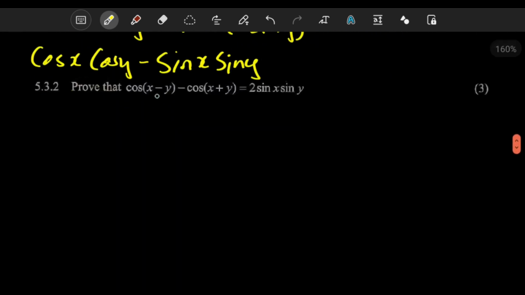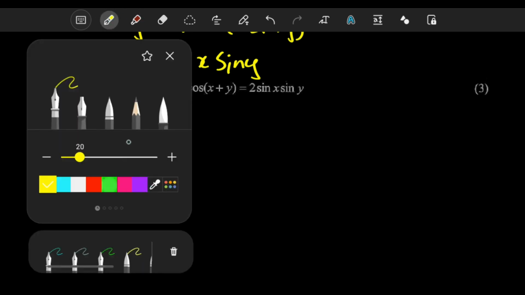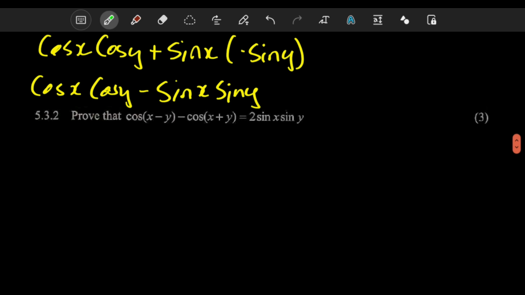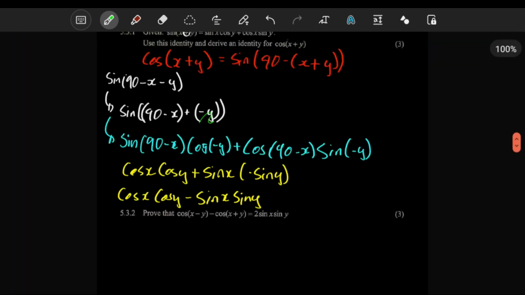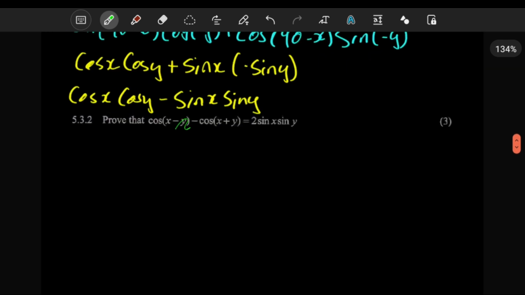For 3 marks for proving this now, these guys are asking for too much here. But luckily these are both on your formula sheet. Don't even worry about how you are proving something here. This is literally something on your formula sheet.